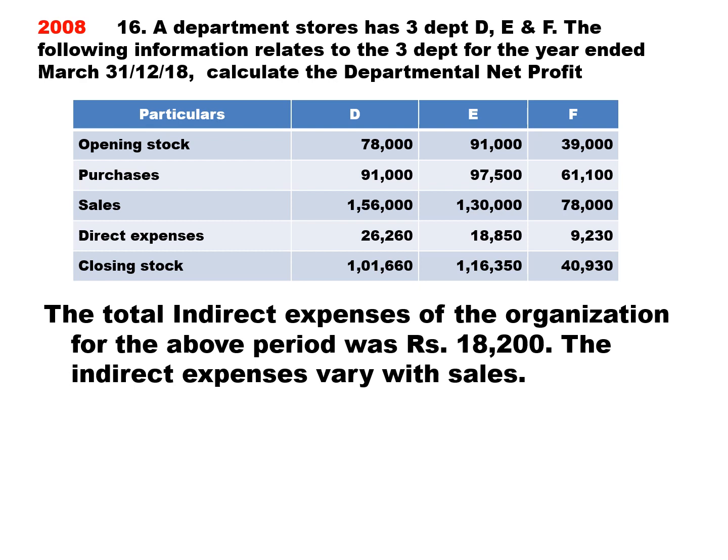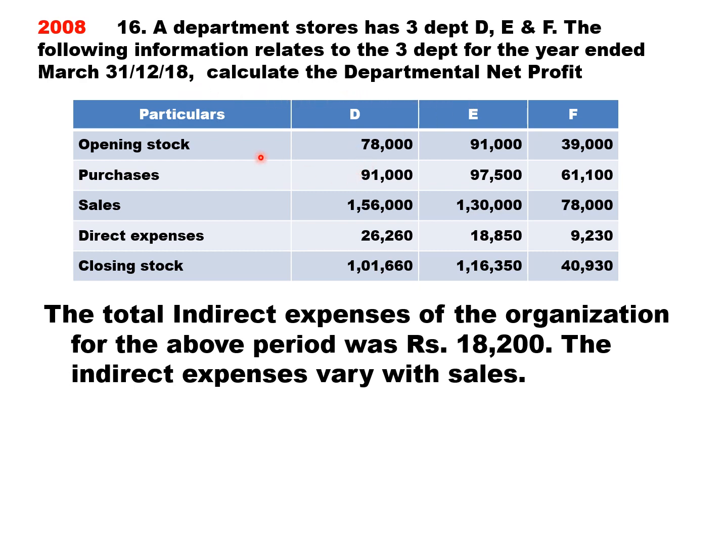Hello students, let us start the next 16th question. A departmental stores has 3 departments, D, E, and F. The name of the department is Department D, Department E, and Department F. The following information relates to the 3 departments for the year ended 31st March 2018. Calculate the departmental net profit.